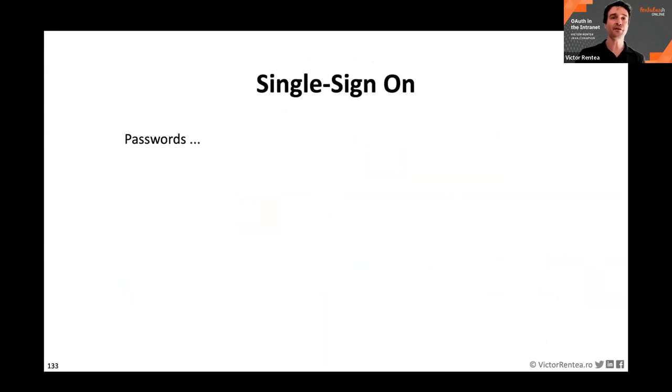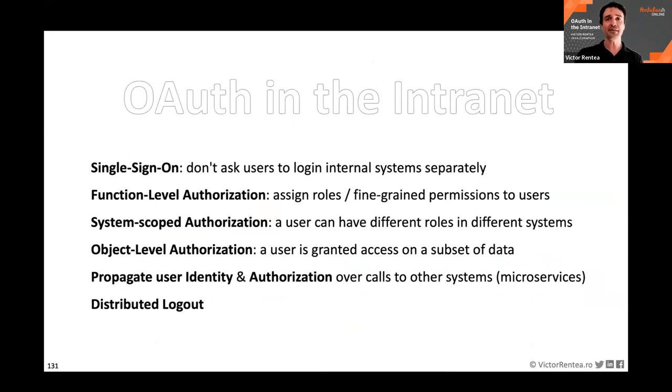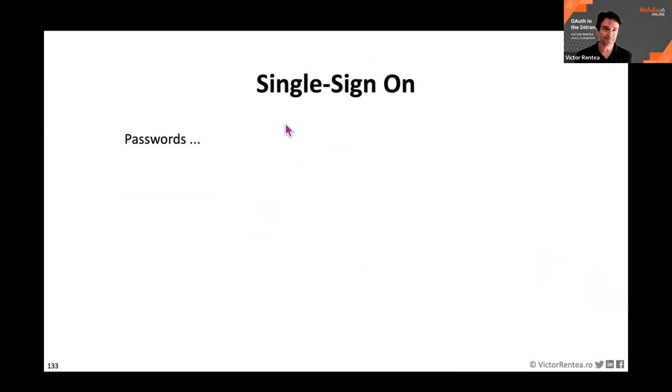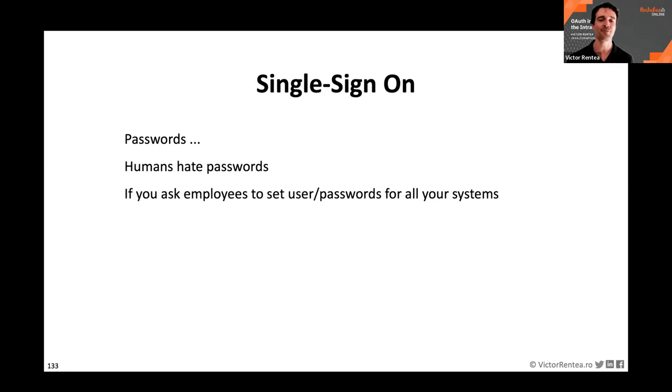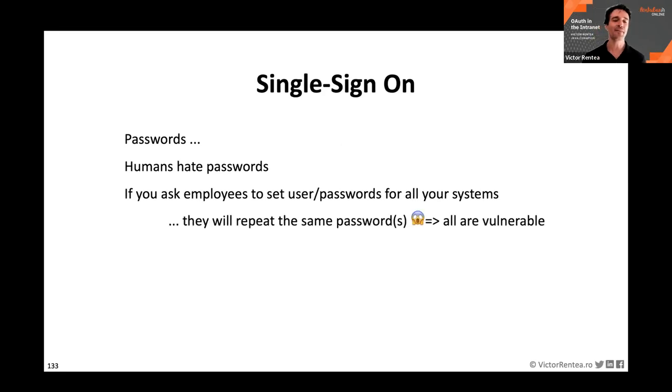Good. Now to define the next concept on this list: single sign-on, what the heck is that? Well, passwords. When you think of passwords, turn back time 10 years ago and you had to enter passwords for every system everywhere, right? Humans hate passwords. Humans are bad with passwords. They really reject creating new passwords. So if you ask your employees to set user passwords for all of your systems, they will end up repeating the same passwords everywhere. This is what was happening 10 years ago. So if one of the systems somehow loses the user and password combination, all of the systems become vulnerable. So it's a bad practice to ask users to create new passwords.